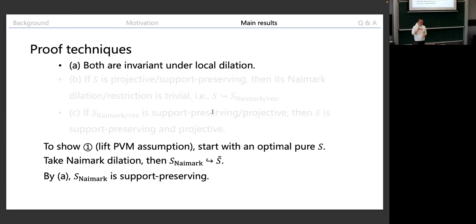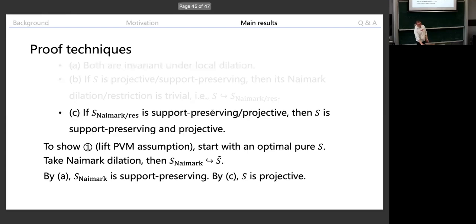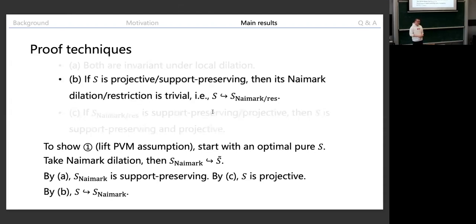This is because of the fact that S tilde is nice, which is critical in our proof. S tilde, your canonical strategy, being nice, means that your Naimark dilation has to be nice. And then with our last proposition, your general strategy has to be both projective and support preserving. Yes, so that's pretty close. So finally, we just use our second proposition to show that the relationship between S and S Naimark is really trivial. They are just equivalent.